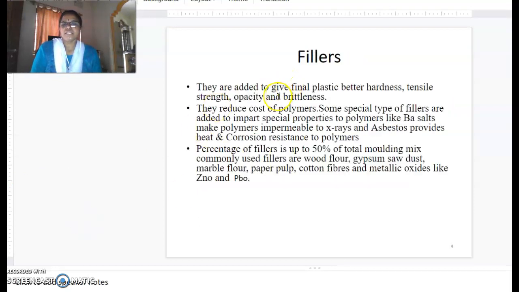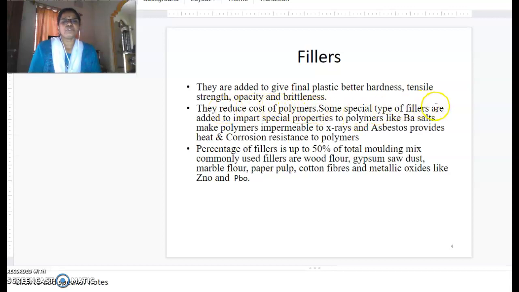The third one is fillers. They are added to give the final plastic its hardness, tensile strength, opacity and brittleness. Above all these things, fillers reduce the cost so that the plastic will be very much cheaper. Otherwise, it would be very much costlier. But nowadays, we are getting plastic very, very cheaply.